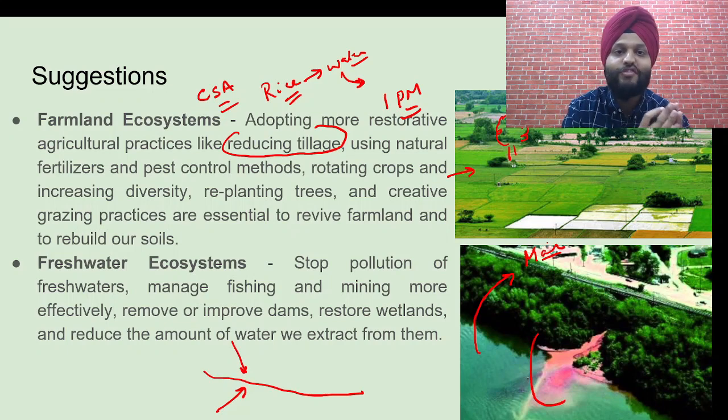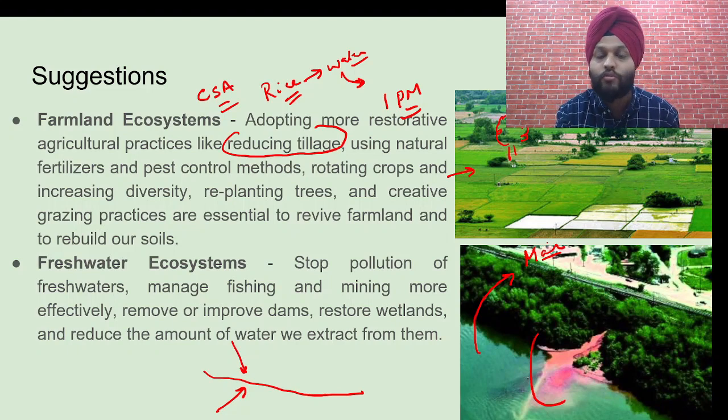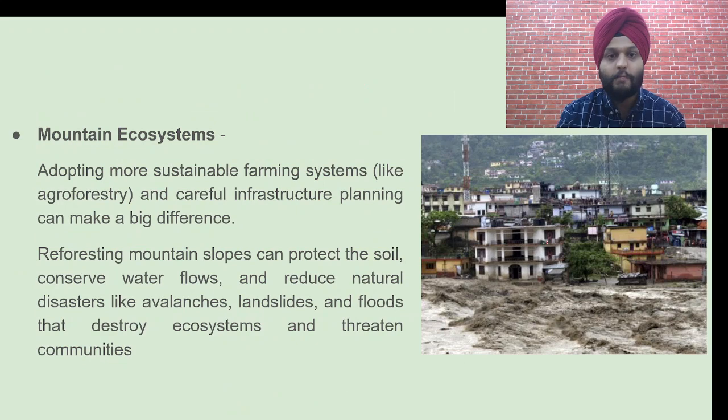So we need to rectify that, and we need to ensure a good flow of water. So we need to remove or improve the dams. That also we need to do. We also need to focus on our wetlands and all other points. Now coming to mountain ecosystem.